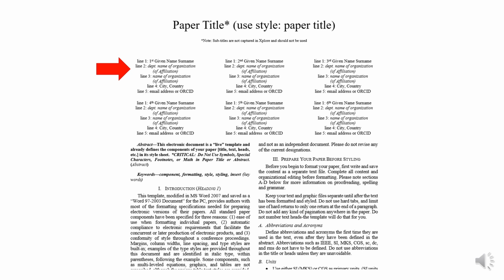And here we have to give the name of the author and his department, the name of the organization, city, country, and his email ID. We can give up to 6 authors here, and then we can start our paper with abstract, introduction, proposed methodology, results and discussions, and finally conclusions and references. So this is the format of the IEEE conference template.